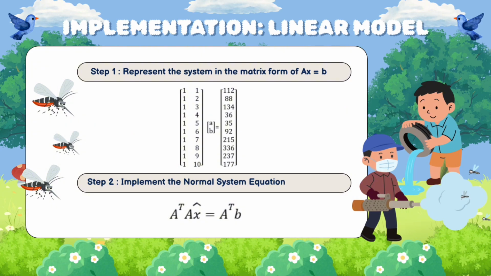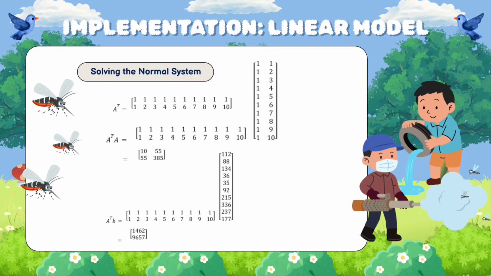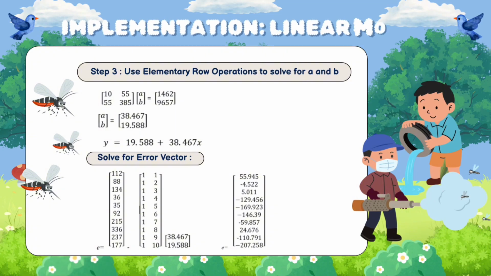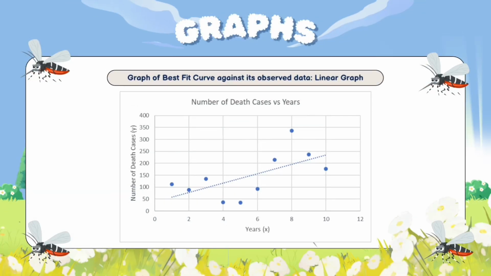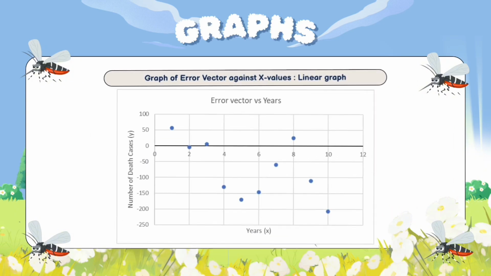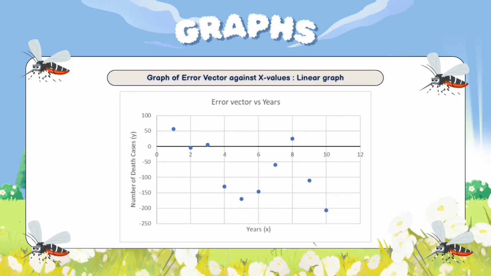While it gave us a steady trajectory, it was far too rigid to adapt to the historical swings of the virus. When we calculated its error vector magnitude, it scored a massive 360.0839, which was our highest error of the study. The following shows the linear graph of observed data against the year and the error vector against the year.